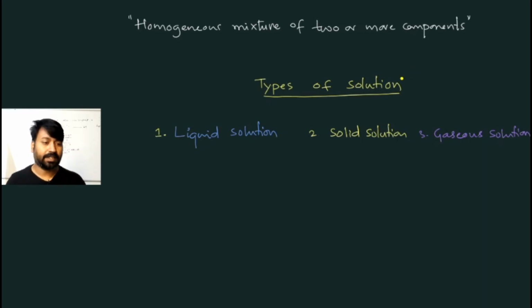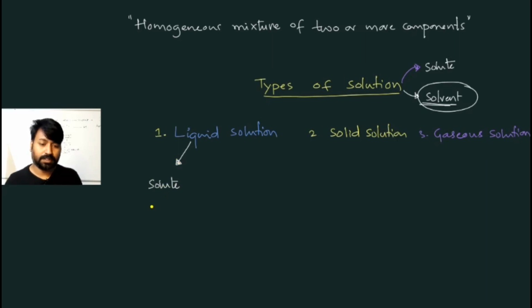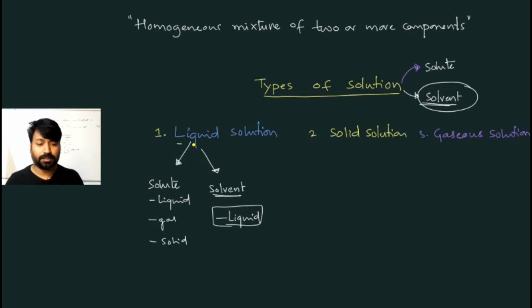We know that a solution contains two components, right? One is solute, another one is solvent. Whatever the three classifications are, it depends upon the nature of the solvent. The solute may be liquid, or gas, or solid, whatever it is. But in this case, the solvent should always be a liquid. If the solvent is liquid, then that solution is called a liquid solution.